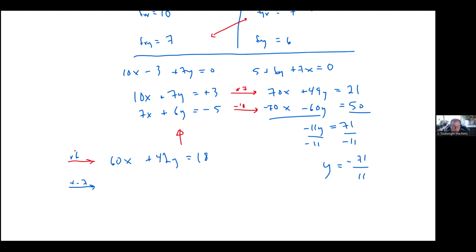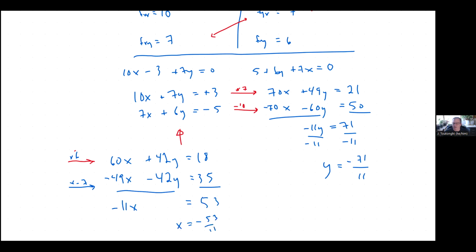So yeah, negative 7. Something feels wrong. 70x, oh, sorry, not 70. 7 times 7 is 49. Negative 49x minus 42y, that's going to cancel those y's out when I add them, equals positive 35. Add them up. Negative 11x, these cancel, equals 53. So x is negative 53 over 11.